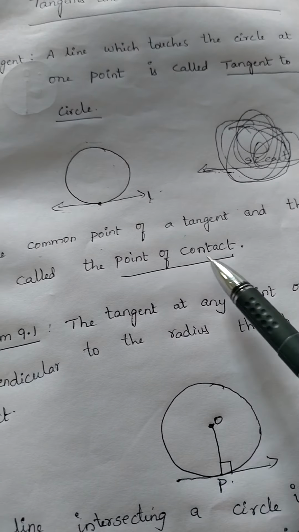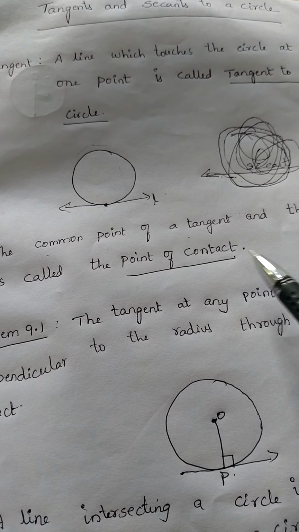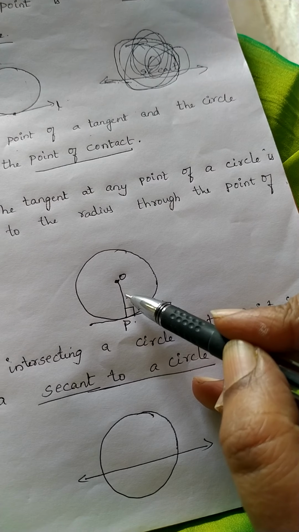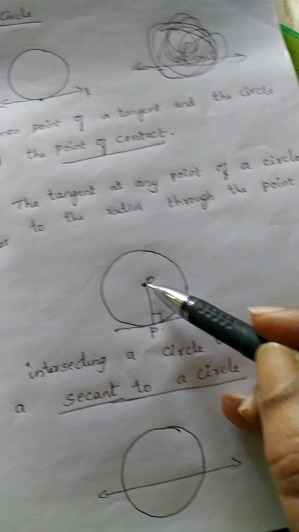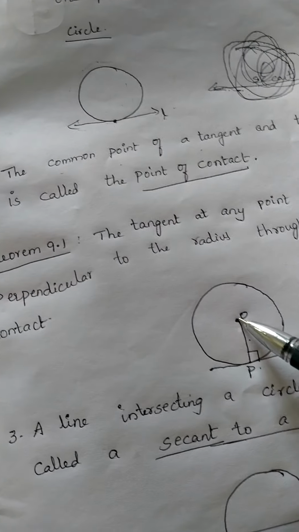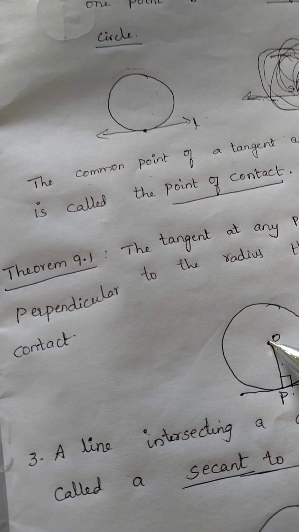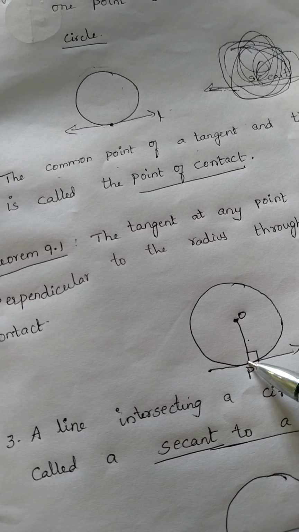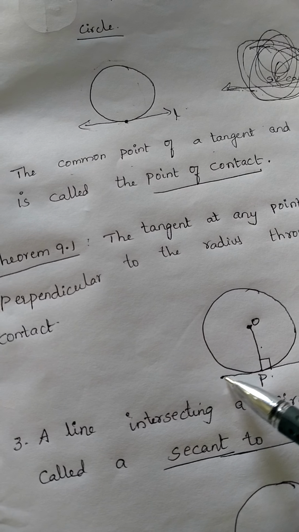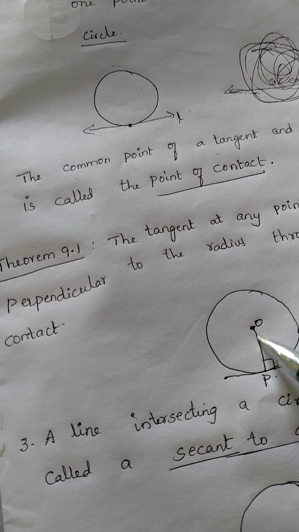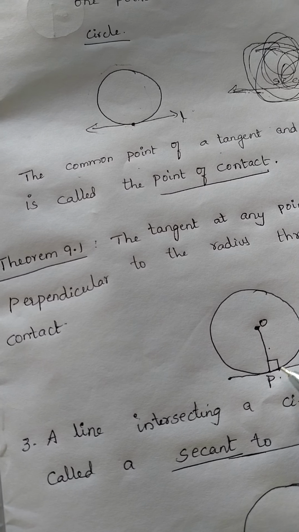Next, come to the theorem. What does the theorem say? The tangent at any point of a circle is perpendicular to the radius through the point of contact. We know the radius is the distance between the center and a point on the circle. If you take one tangent, the tangent and the radius are perpendicular to each other.